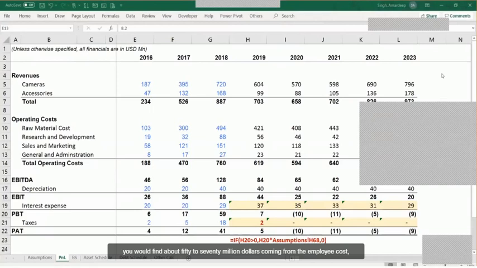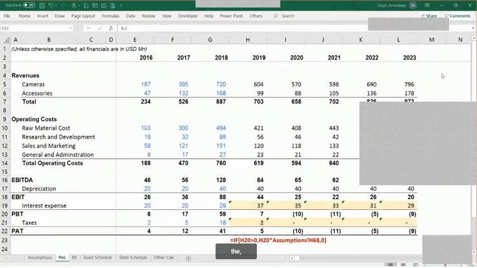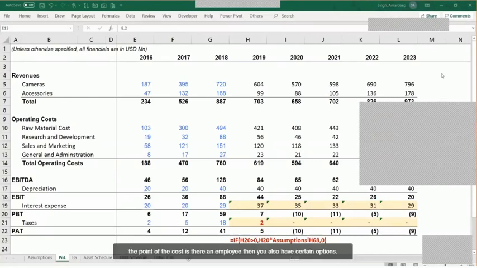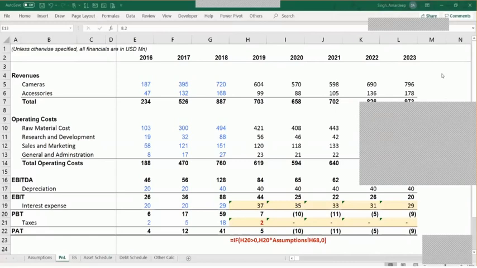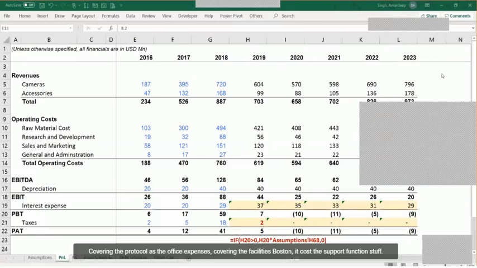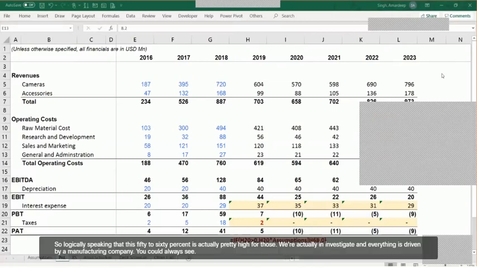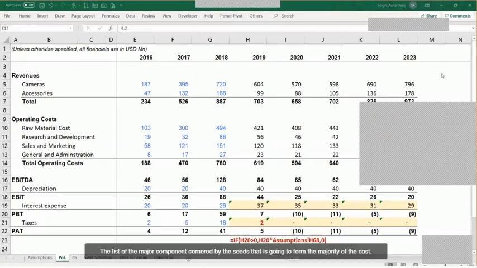But over there also, the majority of the cost is in the employee cost, but then you also have certain office expenses covering the facilities cost and IT cost and the support function staff as well. So logically speaking, this 50 to 60% is actually pretty high for those in the service industry wherein everything is driven by employees. But for a manufacturing company, you would always see that the raw material is going to be the major component, followed by the sales team and the marketing team and the R&D department. That is going to form the majority of the cost.